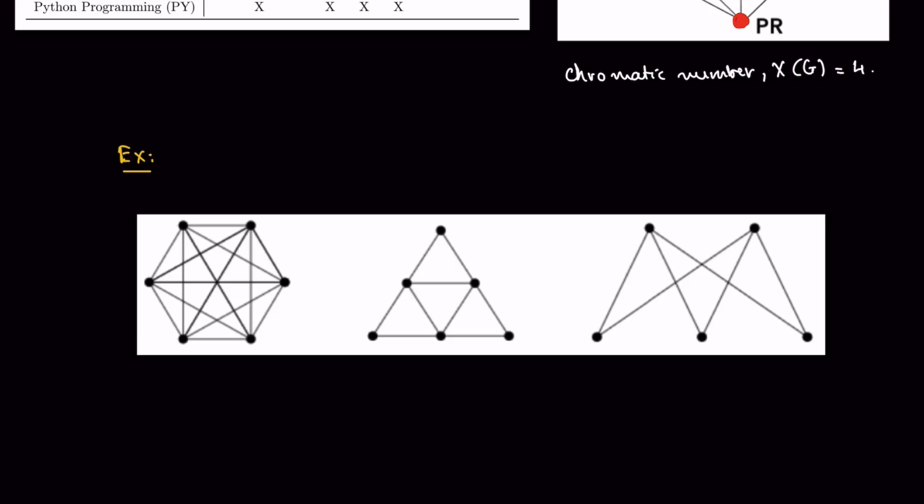So what we do for this example is we want to find the chromatic number for each graph. So let's consider the first graph. I'm going to say this is V1, V2, V3, V4, V5, and V6. Each vertex is completely connected to all the vertices. Therefore, this type of graph is called the complete graph.